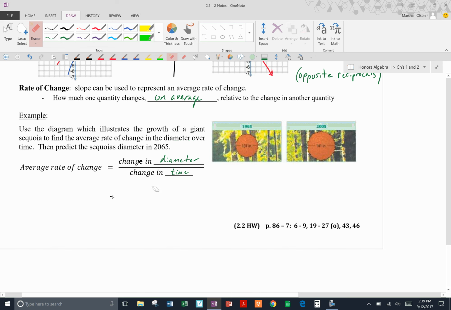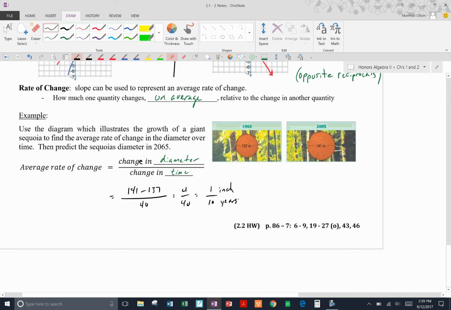All right, try that again. Change in diameter is not 40 inches. Let's do some math here. In fact, why don't I just write this? 141 minus 137. And then for our change in time, we've got the 2005 minus 1965. I'm just going to put down that 40 years right away. So we have 4 over 40, or 1 over 10, which means 1 inch every 10 years.